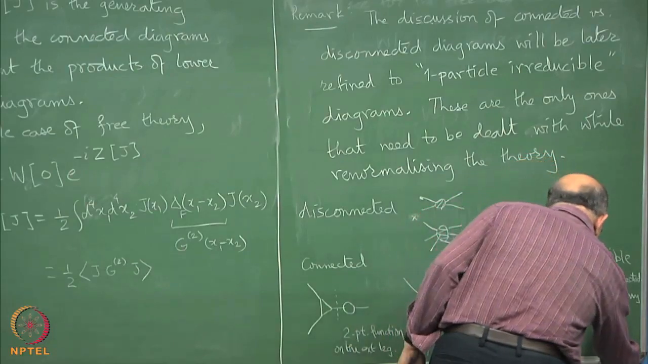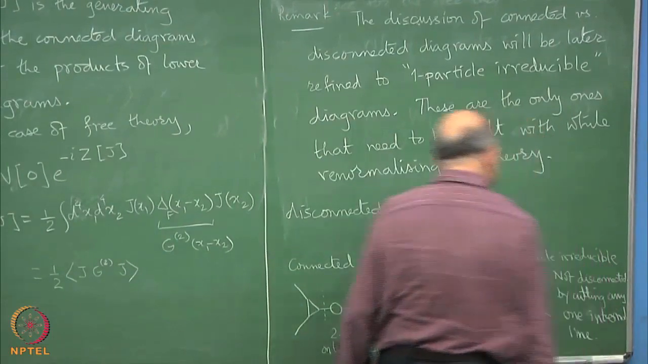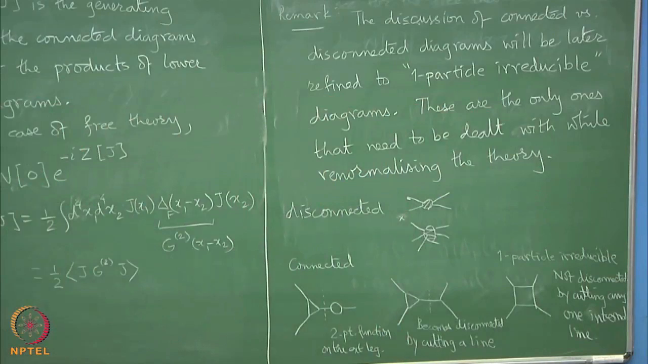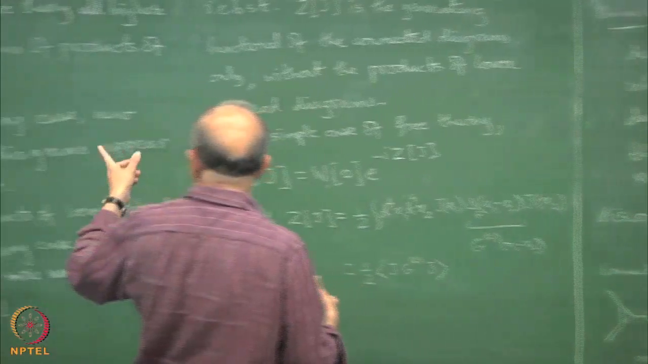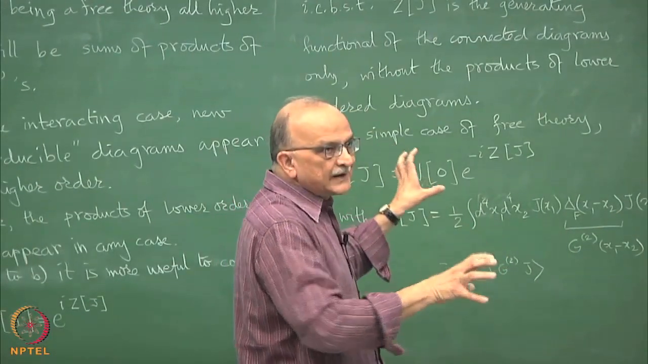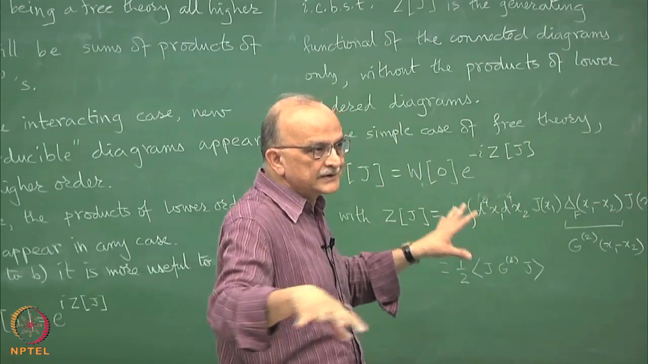Any one internal line. So for this reason it is useful to keep track of what is connected, disconnected and what is one particle irreducible. And it also goes to the core of this locality and cluster decomposition. So if physics is local ultimately, then you want that if you start with a larger Green's function, n-point function, and if I separate first 5 and the next 7 particles and send them far away, it should just become a product of a 5 point and a 7 point Green's function.